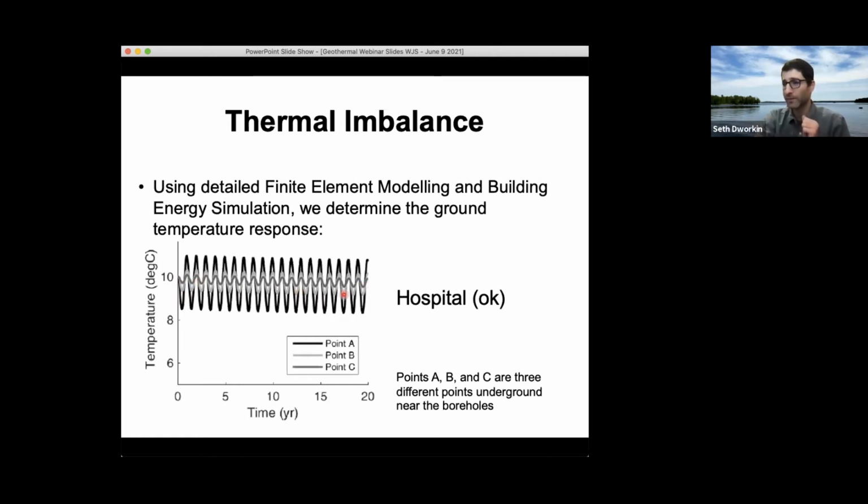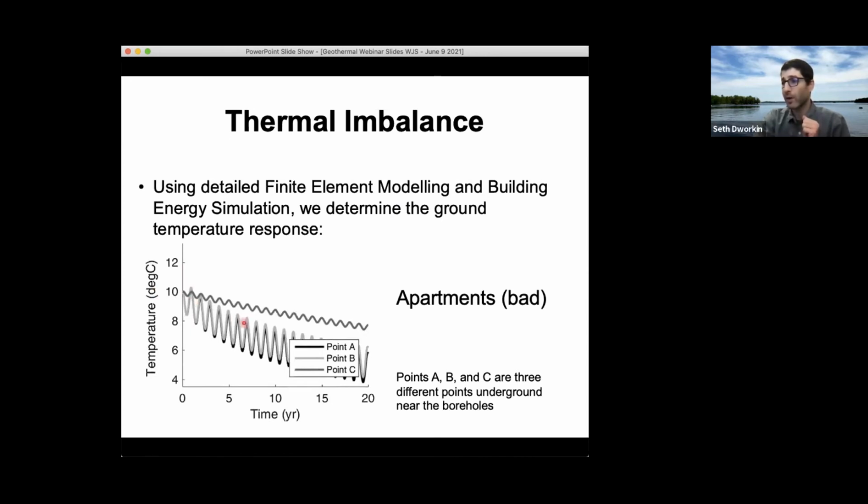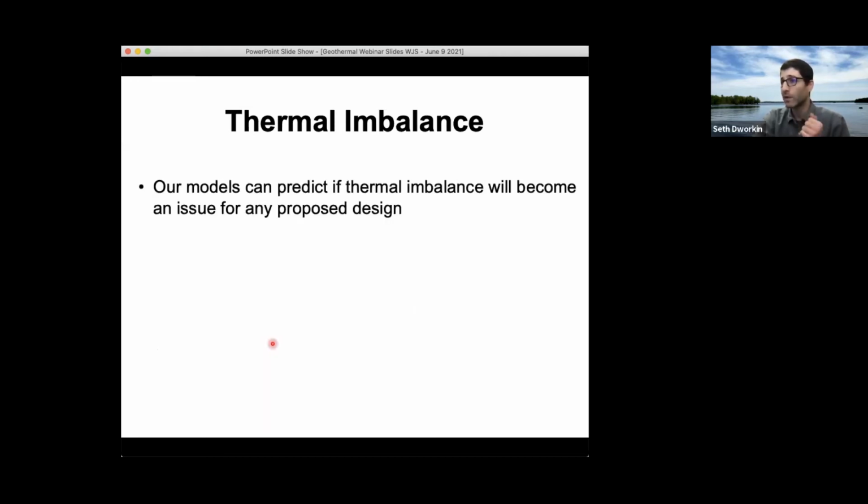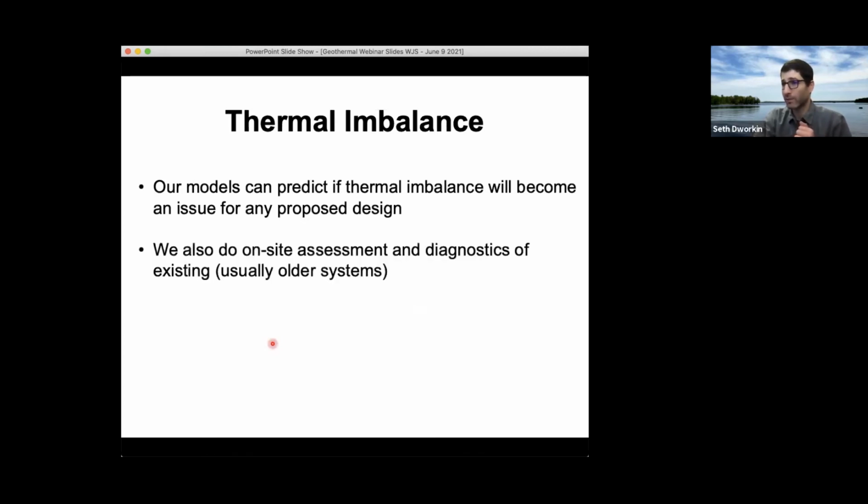That's quite good. Here was for an apartment building and it was dropping about 5 degrees over 20 years, about 3 or 4 degrees in the first 10 years. And that was quite bad because then the ability of the system to provide heat in winter was compromised and the efficiency was dropping. And on really, really cold days, it means the building might not be able to reach its set point. So the models can predict beforehand if thermal imbalance will become an issue.